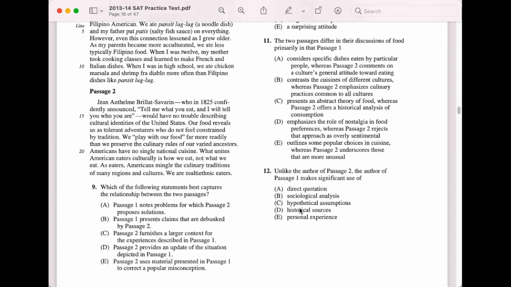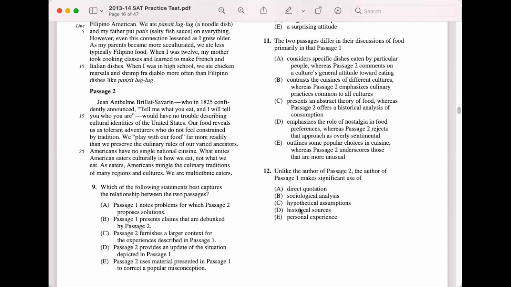Passage 2. Jean Anthelme Brillat-Savarin, who in 1825 confidently announced, "Tell me what you eat and I'll tell you who you are," would have no trouble describing cultural identities of the United States. Our food reveals us as tolerant adventurers who do not feel constrained by tradition. We play with our food far more readily than we preserve the culinary rules of our varied ancestors. Americans have no single national cuisine. What unites American eaters culturally is how we eat, not what we eat.